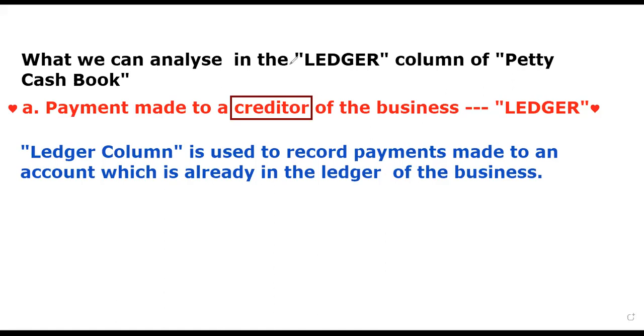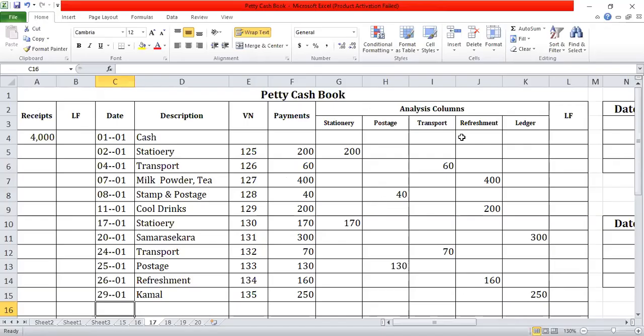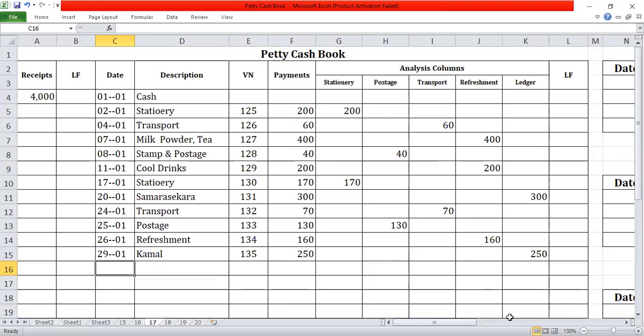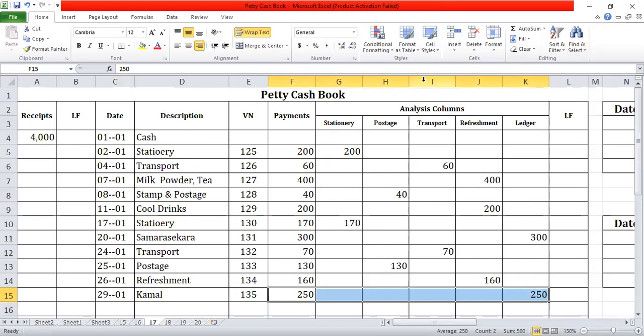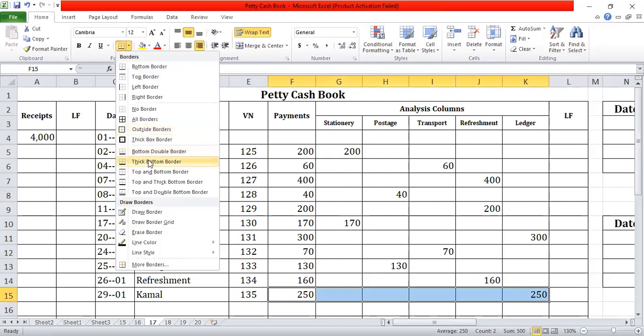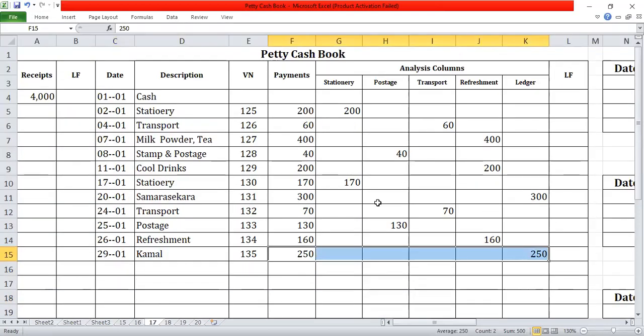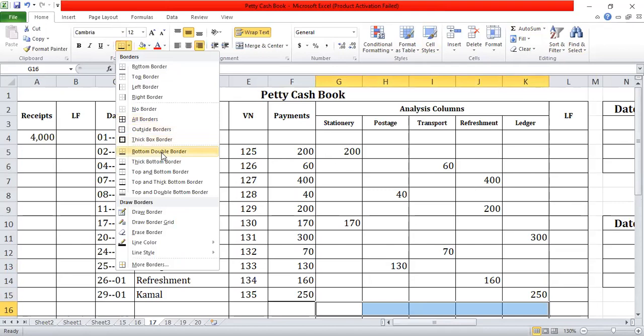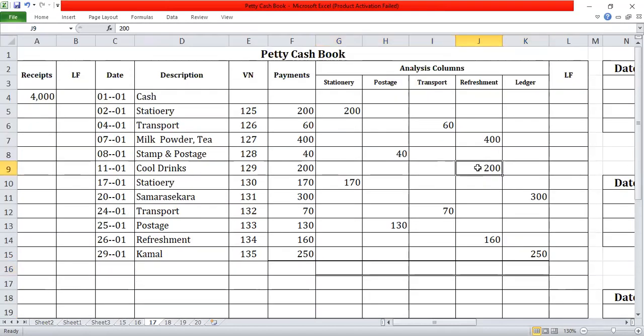Right. Now, let's move to the balancing process. Look at how I balance this. The balancing starts from the credit side. So I'm going to draw a line like this, a small line. And the analysis columns are completed with this one. Therefore, I'm going to draw a double line under the total like this.